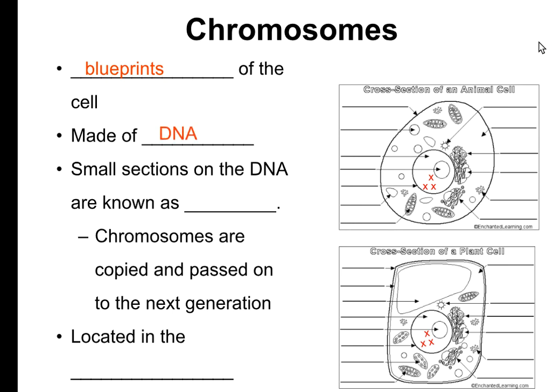It is made of DNA. So chromosomes are made of DNA, which is a nucleic acid, and you'll learn more about that. Along the small sections of the DNA, we call those genes. Chromosomes are copied and then passed on to the next generation. This can happen in either asexual or sexual reproduction, and it's located in the nucleus. And it's found in both plant and animal cells.